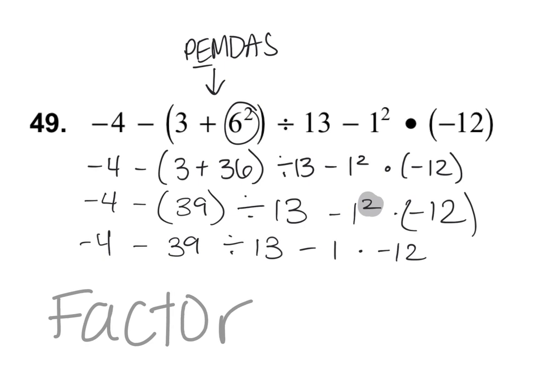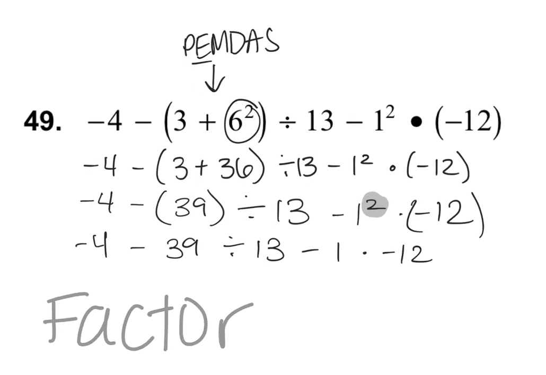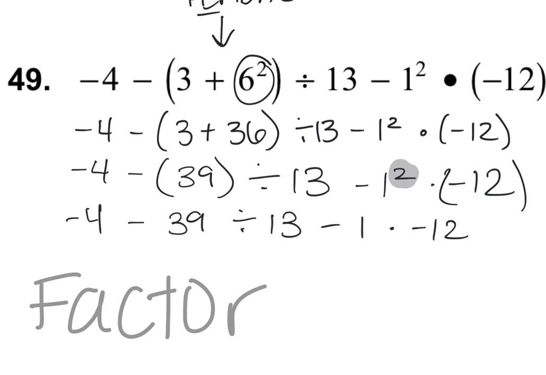Okay, so we took care of the exponents. Next comes multiplication. There's one multiplication symbol. It's this negative 1 times this negative 12, which will give me a positive 12. So we've got a positive 12, so it's going to be negative 4 minus 39 divided by 13 plus 12.